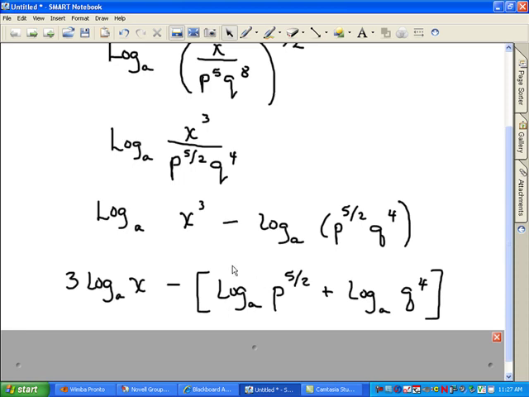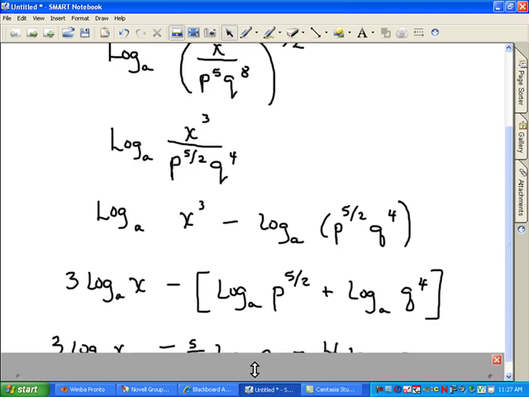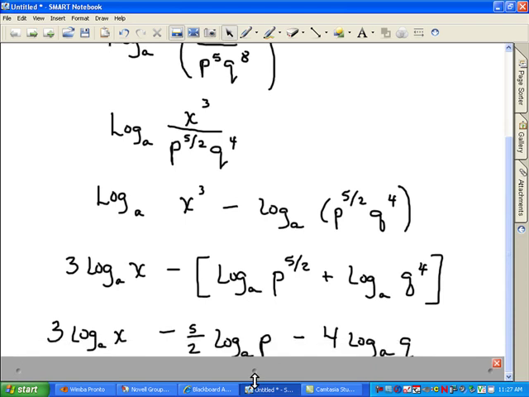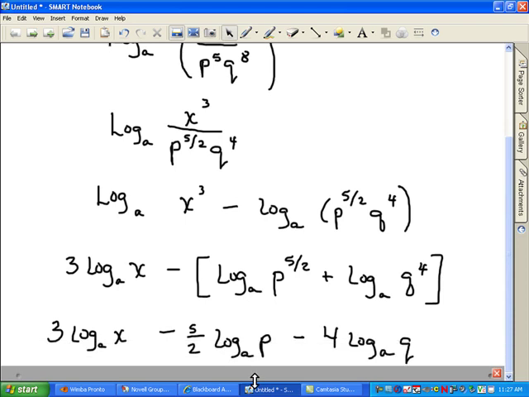The next thing that we take care of is remember that any power that you have moves to the front of the logarithm. So I've taken the 3 and moved it to the front. I will now take the 5/2 and move it to the front, and the 4 and move it to the front of each individual logarithm respectively. So that's what I've done here.